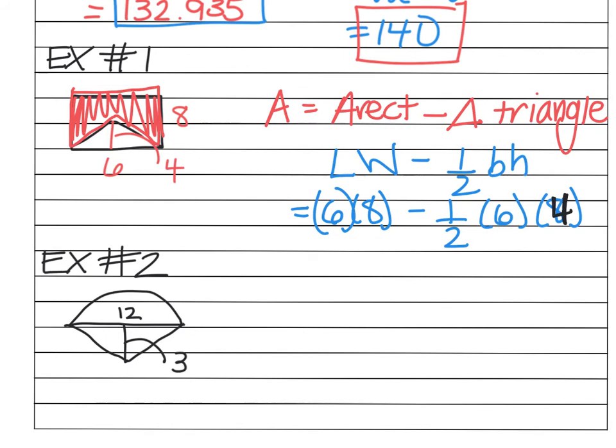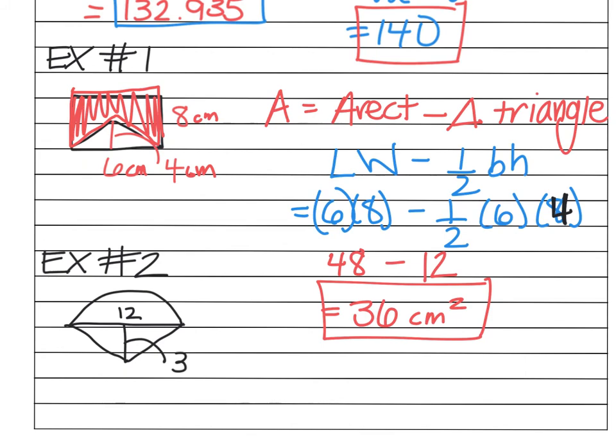So we have 6 times 8 is 48 minus 1/2. So we have 6 times 4 is 24. 24 divided by 2 is 12. So we have 48 minus 12, which gives me 36. And if we had units, you could write centimeters squared. So they might have said that these were centimeters. So I'll just pretend that maybe they said they were centimeters. So we'd have to write our units as centimeters squared.